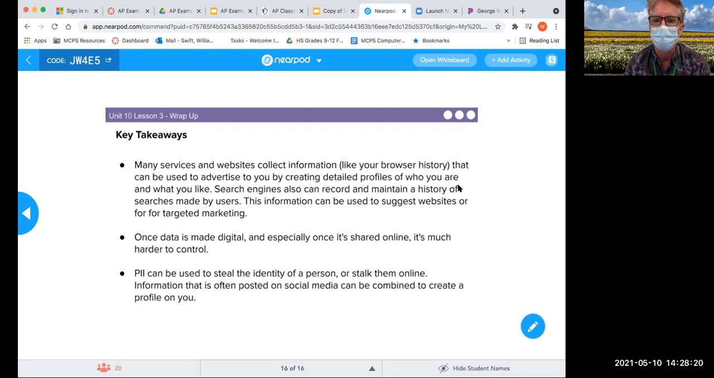Once data is made digital, and especially once it's shared online, it is much harder to control. That is another thing, not so much just for your generation, but it's the idea. Think twice before you post crazy comments or things. Your future employer is going to Google you. PII can be used to steal the identity of a person or stalk them online. Information which is often posted on social media can be combined to create a profile on you. Somebody was saying just knowing your parents' full name, knowing your full name.